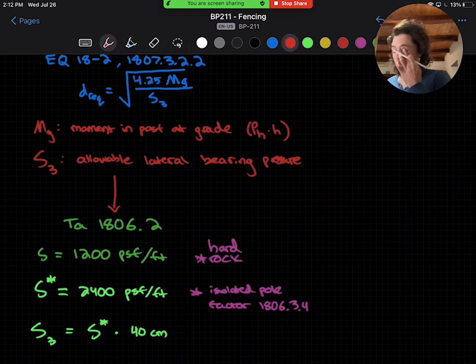And here are some example values from table 1806.2. The values from this table come from embedment into the ground, so we have to do a little bit of adapting to work for our situation, but we can presumably take the value for hard rock because we are using concrete, multiply by 2 because of the isolated pole factor, and then finally multiply by our depth, because this S value is a per foot value, so we want to multiply by our depth to get the S3 value.